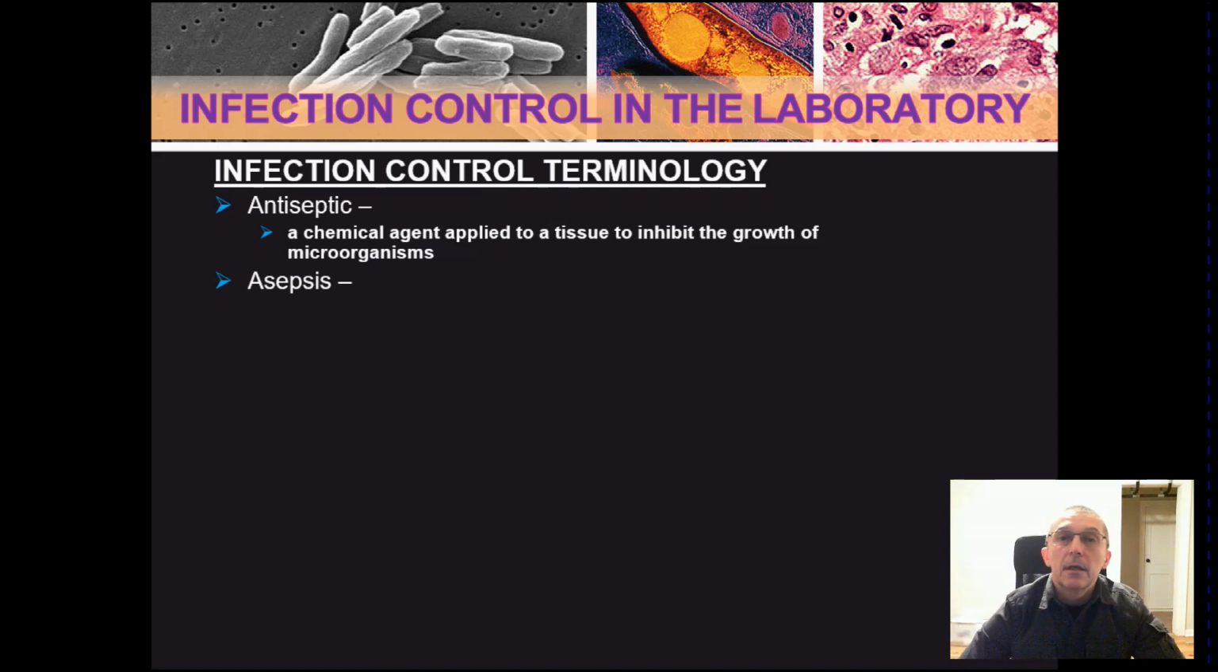Asepsis. Asepsis is a condition of not having any infectious material on that particular surface. So as we read here, it's a pathogen-free condition. That is the process of preventing the access of microorganisms. So once you use the antiseptic, you create a condition of asepsis, which means there are no more organisms entering that area.